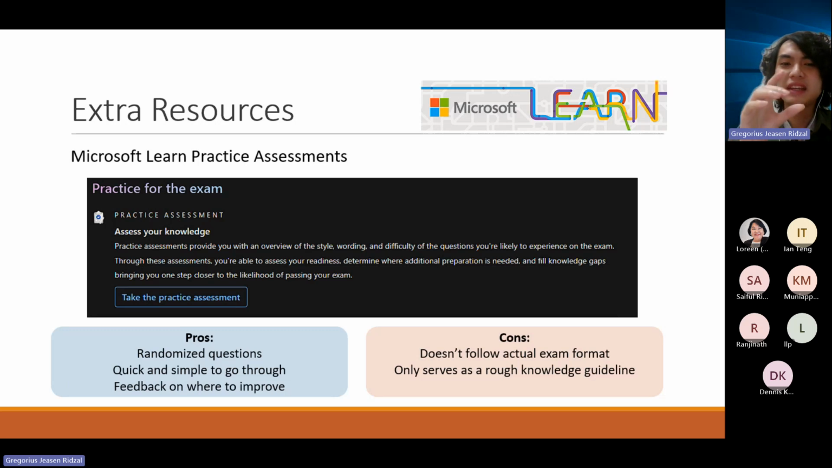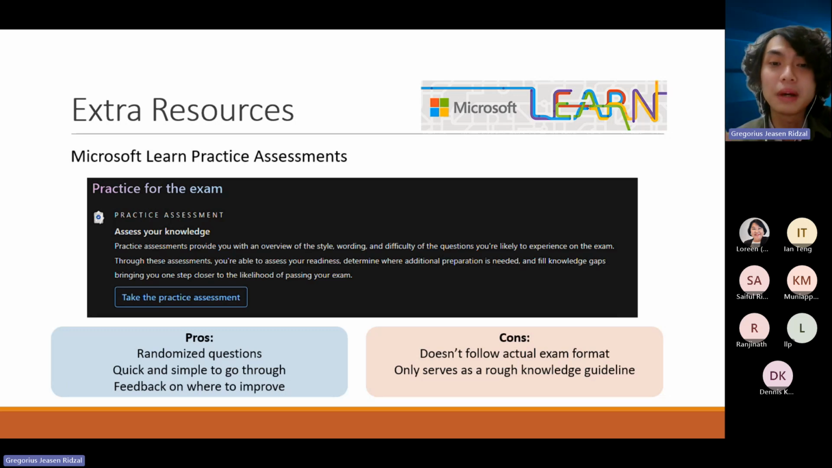It's kind of like a mini exam just to simulate what it looks like in the actual thing. It's got randomized questions, so you get mostly different set of questions every single time you do it. You get to run through the practice assessments however much you want, right? And it's actually very quick and very simple to go through. In my experience, it's around 15-30 minutes for one run, not very long at all.